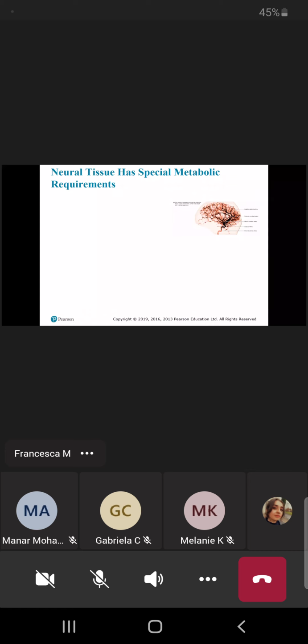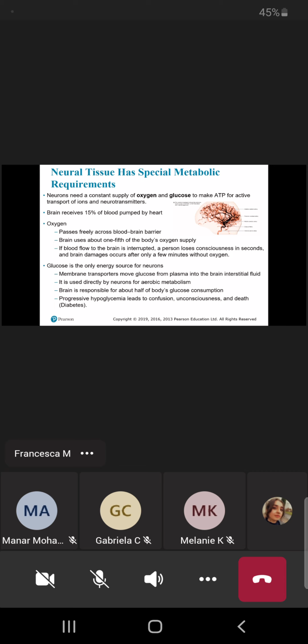Talking about what are the metabolic requirements of the brain. It basically needs oxygen and glucose to produce ATP as an energy support. Glucose is the most important support for the energetic requirement of the brain. The brain is responsible for half of the glucose consumption in our body.